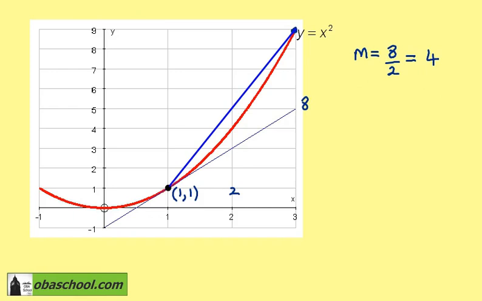We'll get a better estimate if we use a point that's closer to our original (1, 1). If we use this point, the point (2, 4), we can see the gradient of the chord is closer to the gradient of the tangent. This distance is 3 and this one is 1, so the gradient of this chord is 3 over 1, which is 3. We can see that as we moved our point closer, we got a better estimate of the gradient of the tangent.